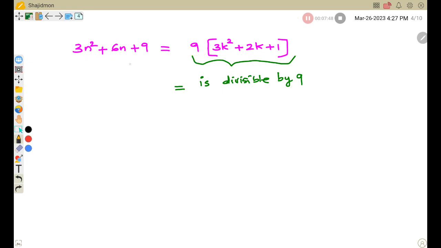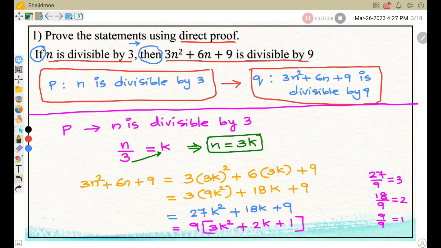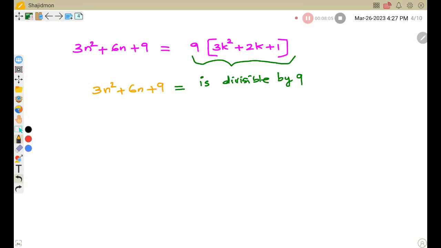That means 3n square plus 6n plus 9 is divisible by 9, correct? What is the meaning of that? Q is also true, correct? Because 3n square plus 6n plus 9 being divisible by 9 is the Q statement. That means Q is true, correct? Q is true. You understood?